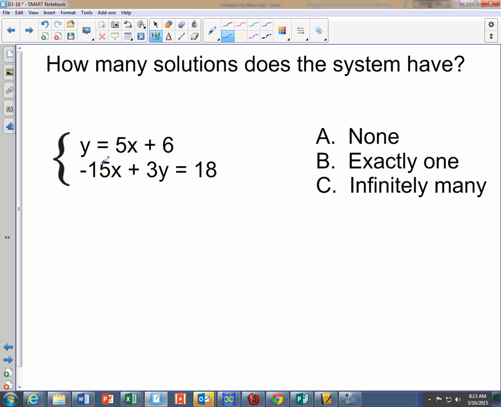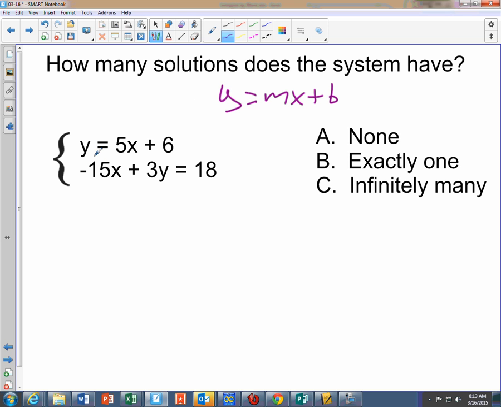Which of these three things is in the wrong place for slope-intercept form? No, listen to my question. Which of these three things is in the wrong place if I want slope-intercept form? 18's okay because I want numbers on the right side. What's on the left side that shouldn't be there for y equals mx plus b? The x, the negative 15x, more specifically.